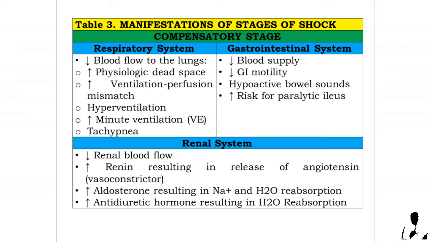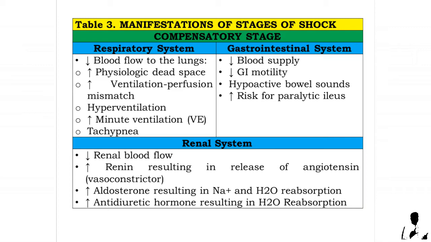Respiratory system. Decreased blood flow to the lungs that results in increased physiologic dead space, increased ventilation perfusion mismatch, hyperventilation, increased minute ventilation, and tachypnea. Gastrointestinal system. Decreased blood supply, decreased GI motility, hypoactive bowel sounds, and increased risk for paralytic ileus.